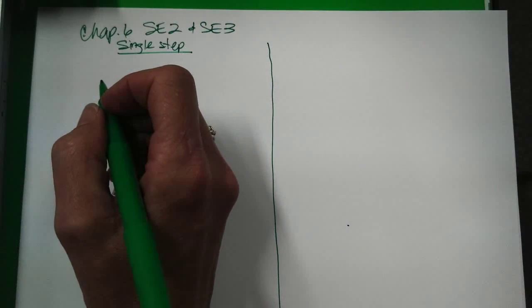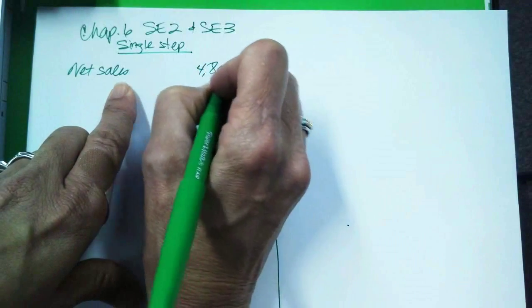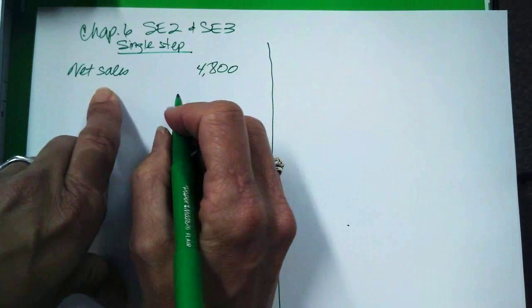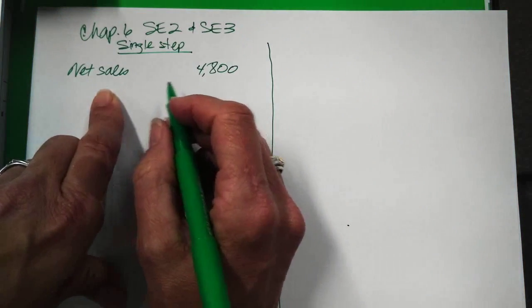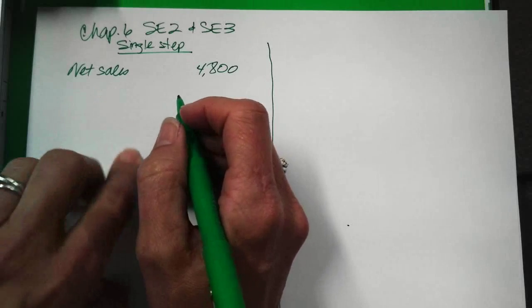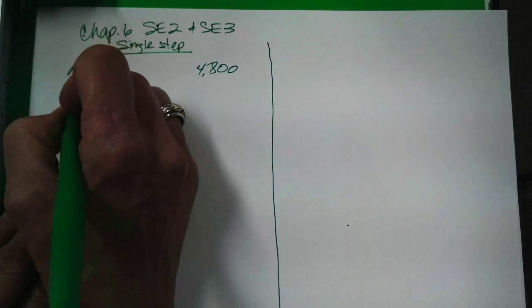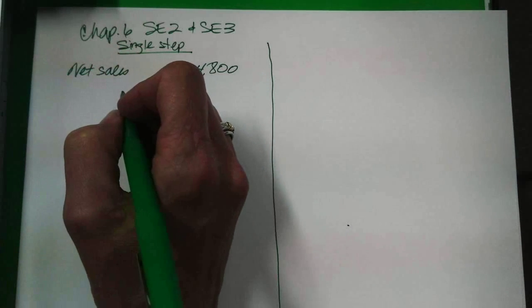We've got net sales, $4,800. Doesn't matter what method you use, you're always going to start with net sales. And of course, another thing you learn in this chapter is we've got sales, and then we might have sales returns and sales discounts, and that reduces our sales to net sales. We've got net sales. Single step, I'm looking for all the revenue.